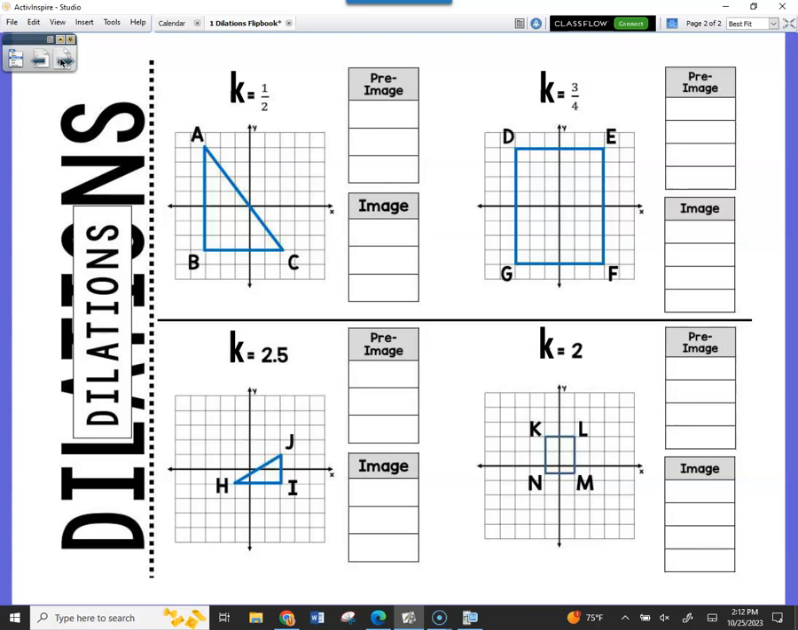Remember, half means just go halfway, right? 0.25, that's a quarter, which means just go a little bit past where you're at. Let's do this one together. I guess we'll call it number 1. Let's do this one right here, where the scale factor is 1/2.